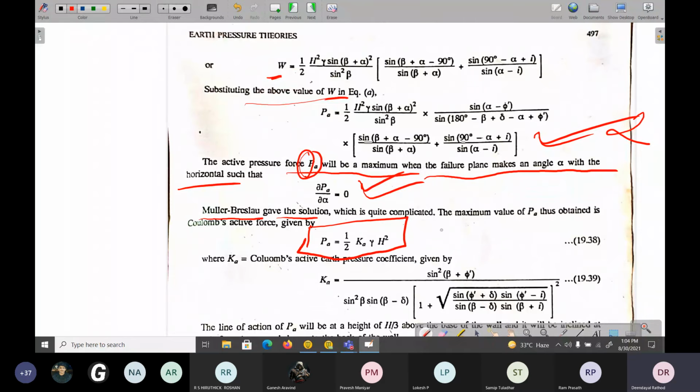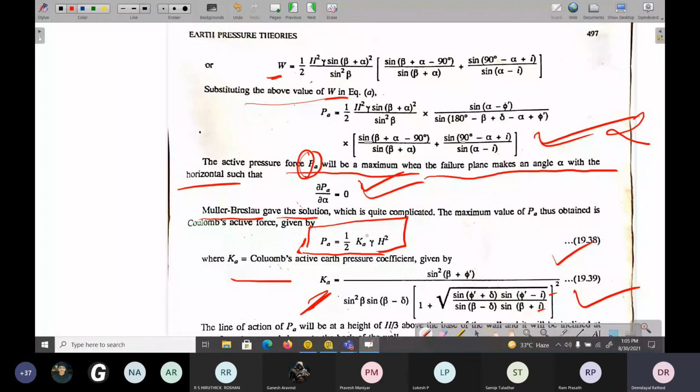Only difference is here half into K gamma H square. H we know, gamma we know, K we know, 1 by 2. What is this K? This is the K. Very big. So that's what we are interested in, right? Once you get the K, it depends on alpha, beta, gamma, phi, the inclination i, and so on. We know all these things. We know unit weight of the soil, H we know, and we can find out this active earth pressure.